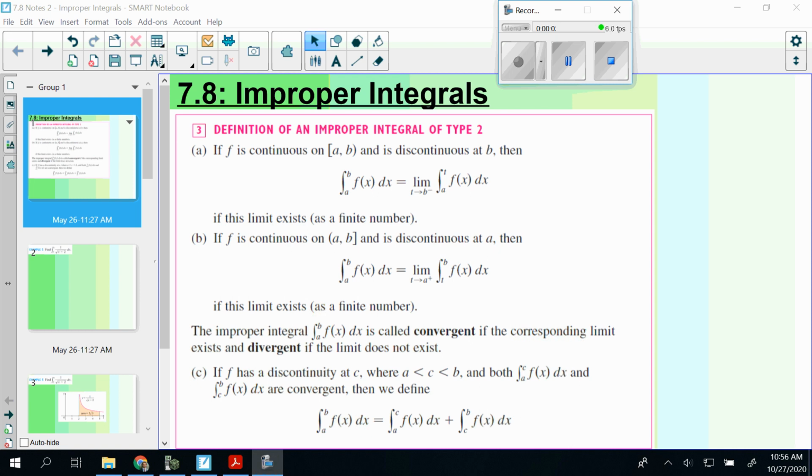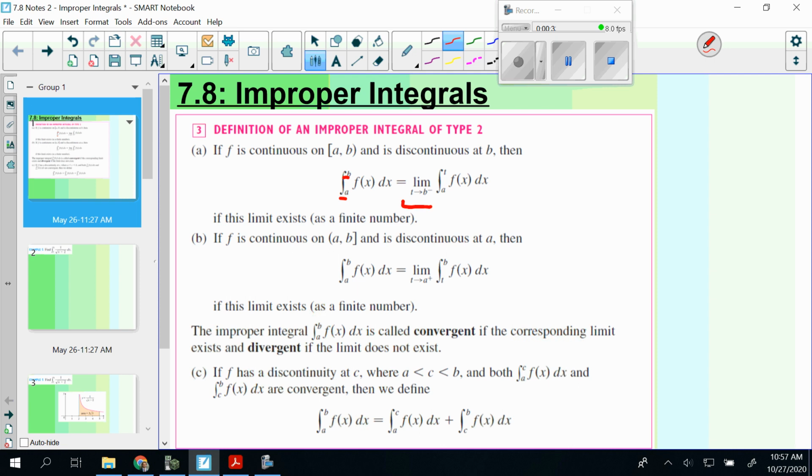Right, we're going to continue looking at improper integrals. What we're going to look at now is what happens if one of your limits, here either a or b, is discontinuous at that point. So maybe there's an asymptote there or something.